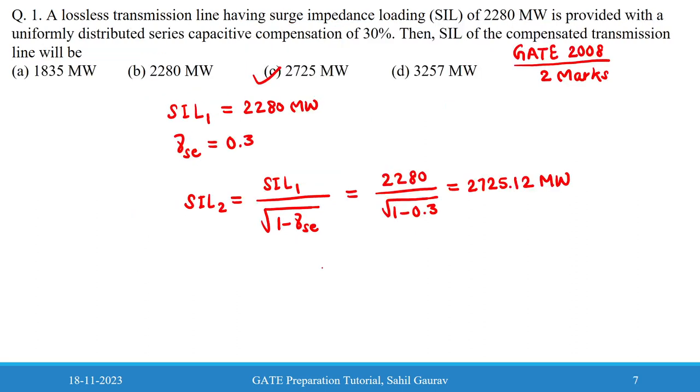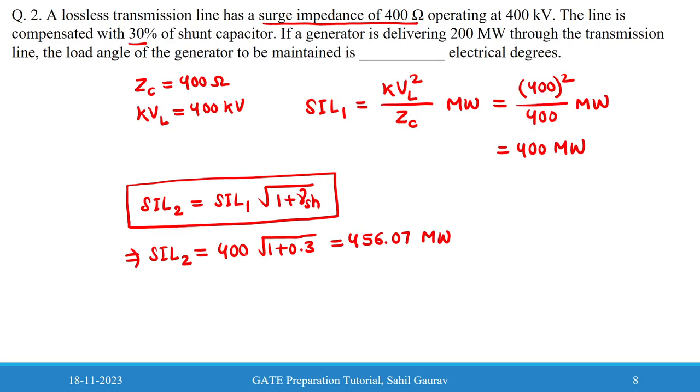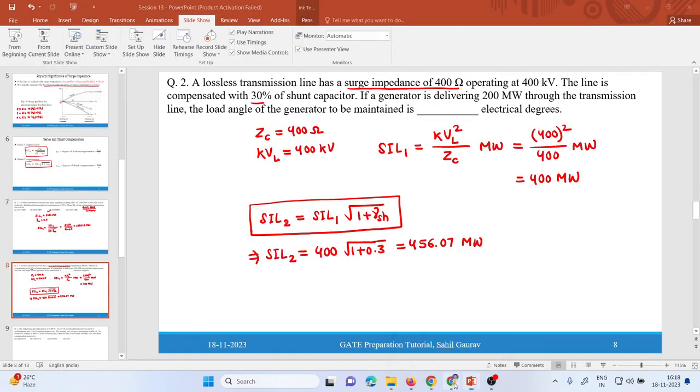So in both cases, if we look through that, compensation increases the surge impedance loading. In the first problem, surge impedance loading was 2280 megawatt, while after doing compensation it is increased. And in the second problem also, the earlier value is 400 megawatt and now it is increased to 456.07 megawatt.